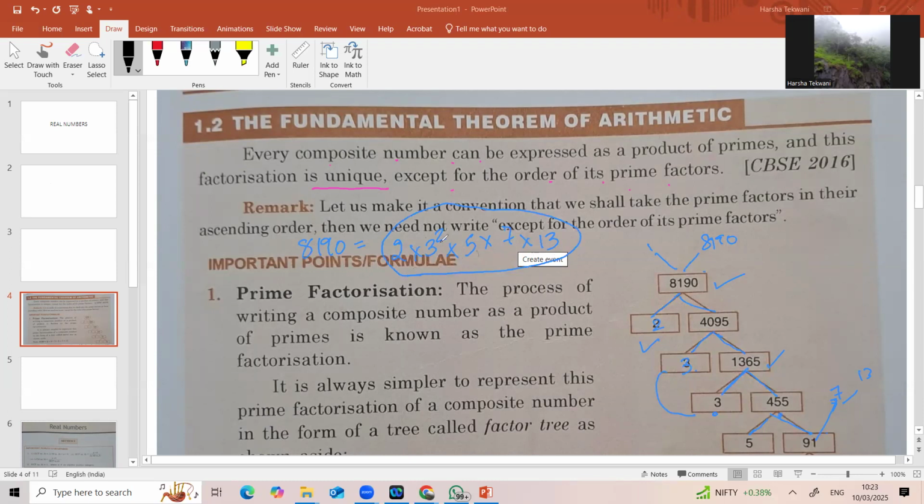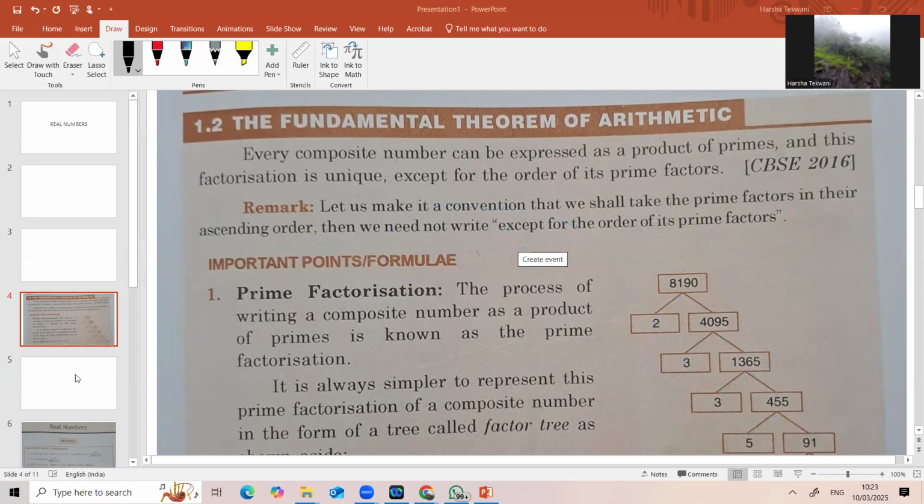Yes, even powers are there. For some numbers, the powers are there. All right. Order really doesn't matter. You want to write 13 first or 7 first, that really doesn't matter. So that's why they've written this phrase, except for the order of its prime factors. So we will be using this method of prime factorization to find HCF and LCM.